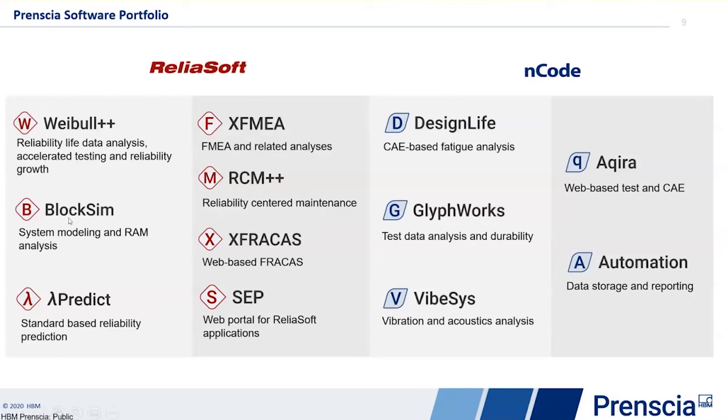This portion covers the reliability software that takes a data-driven approach. There is also a non-data-driven, qualitative approach: FMEA, RCM, FRACAS or XFRACAS, the failure reporting and corrective action system, as well as the web portal for reliability applications. These manage the reliability methodology as well as the reliability information, both qualitative and quantitative. So across the entire spectrum of qualitative and quantitative approaches, the ReliaSoft products help from a reliability point of view. Today our focus is on the nCode product.